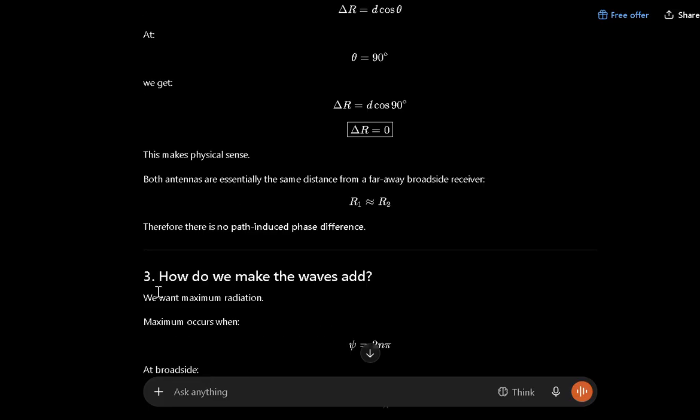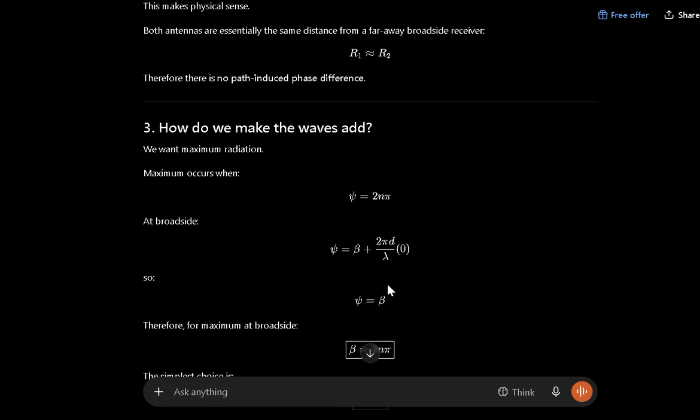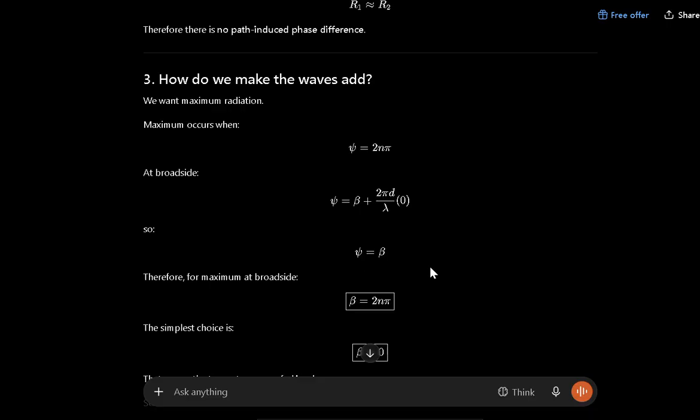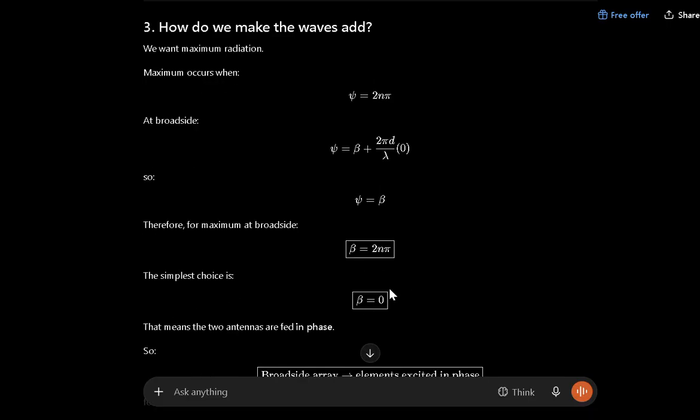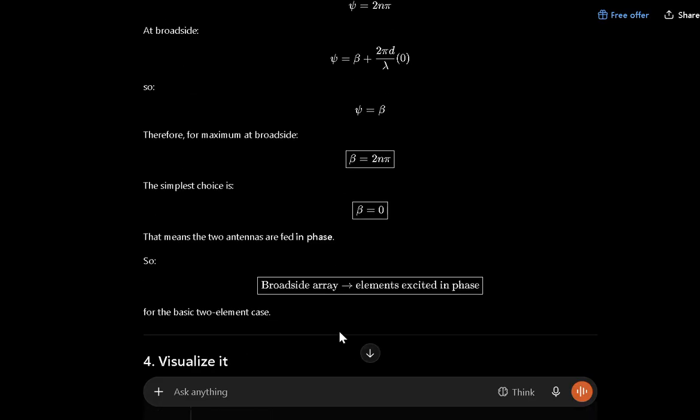How do we make the wave set? We want maximum radiation. Maximum occurs when psi equals n pi. At broadside, psi equals beta plus 2 pi d cos theta over lambda, which is 0, so psi is equal to beta. Therefore, for maximum at broadside, beta equals 2 n pi. The simplest choice is beta equals 0. That means the two antennas are fed in phase, so broadside array elements are excited in phase for the basic two element array.